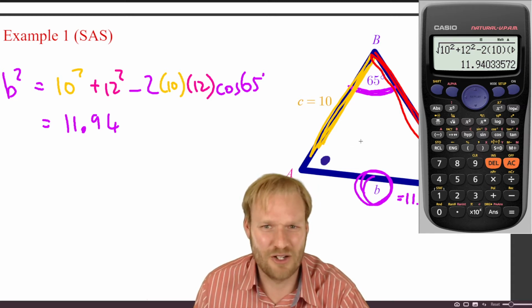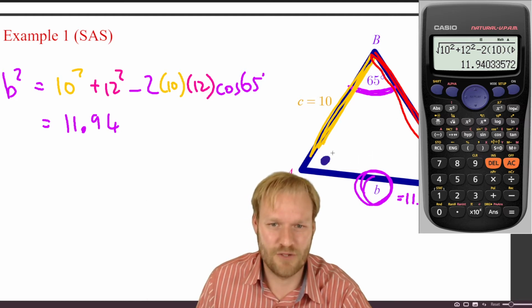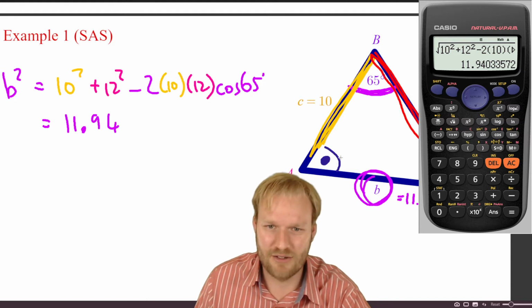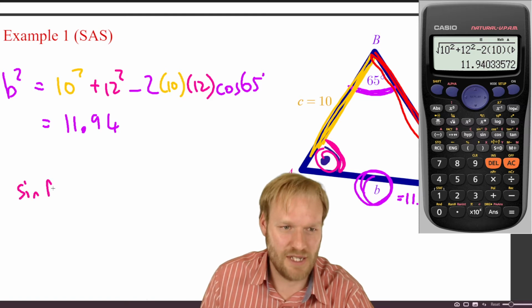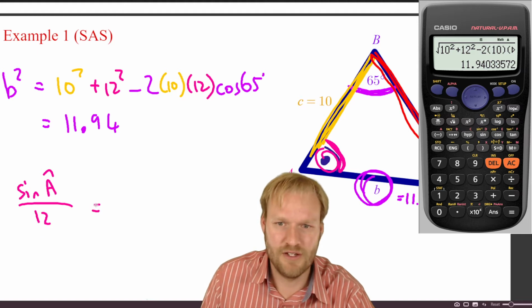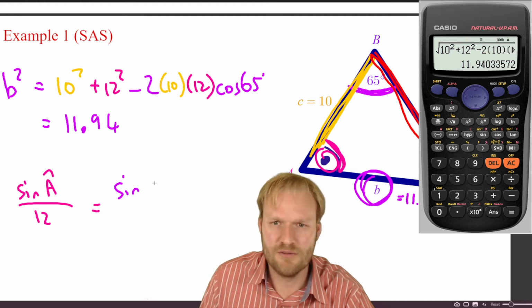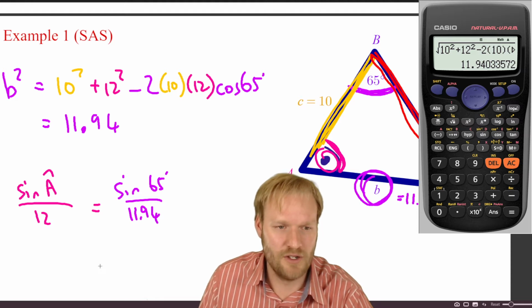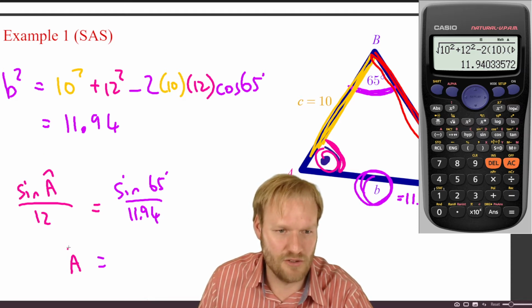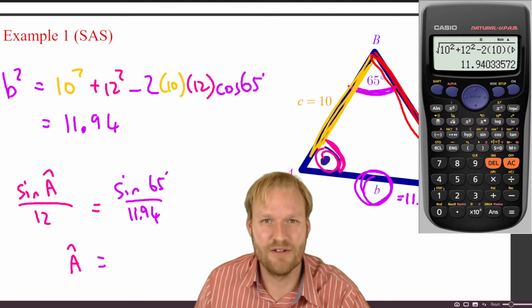But sine rule's generally going to be our easiest option, because we've definitely got all 3 sides and we've got an angle. So if we're trying to find angle A, well, angle A is this and relates to this one here. So we know that sine A over 12 equals sine B, sine 65 degrees over 11.94. And so you can find angle A by going shift sine. So what do you get for angle A?